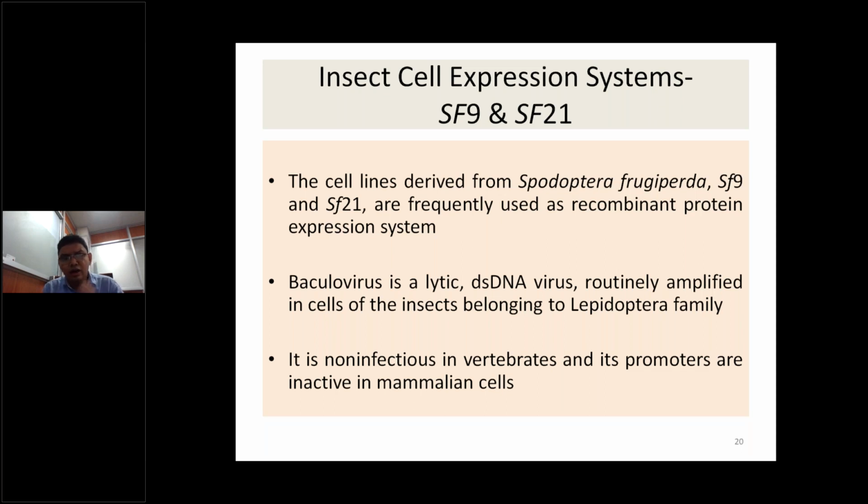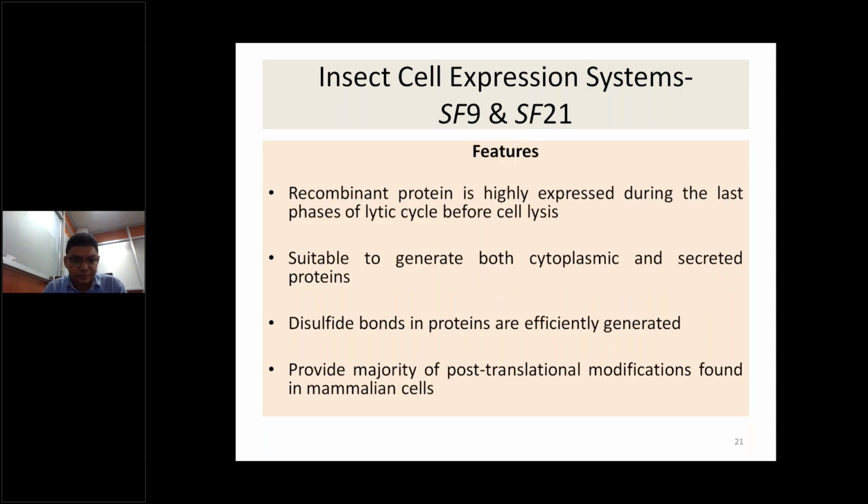So it is very easily used for expression of many proteins, many therapeutic proteins also, because this also offers some post-translational modifications as compared to the bacterial expression system. Recombinant protein is highly expressed during the last phases of the lytic cycle before cell lysis. These are the important features suitable to generate both cytoplasmic and secreted proteins.